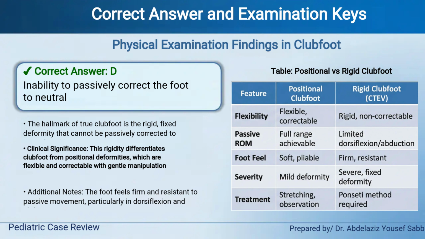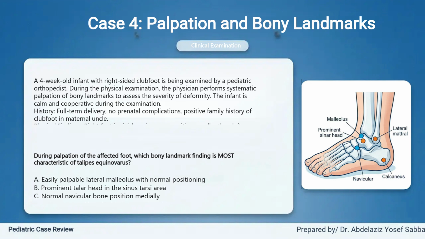Additional findings in idiopathic clubfoot include calf muscle underdevelopment and a soft, doughy heel on palpation. Case 4. A 4-week-old infant with right-sided clubfoot is being examined by a pediatric orthopedist. During physical examination, the physician performs systematic palpation of bony landmarks to assess severity. The infant is calm and cooperative.